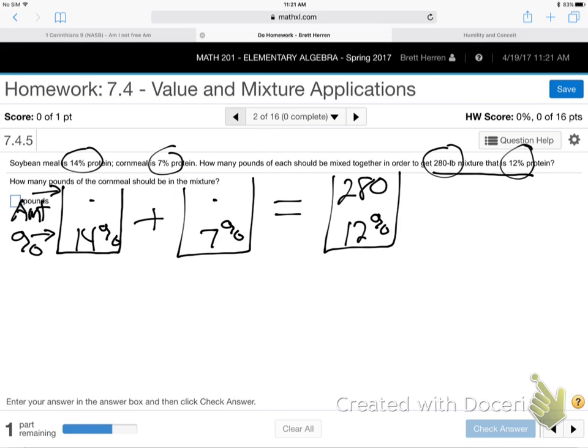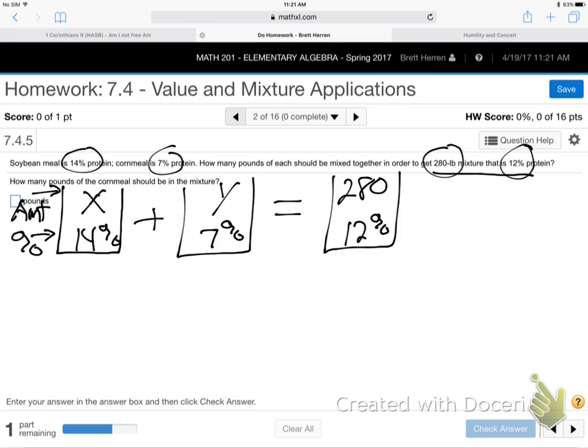So what goes up here and up here? I have to put the amounts. And I don't have any other numbers, so guess what's going to go up there? X and Y. That's where my X and my Y go. It's in those 2 spots. Okay. So now that's my picture.